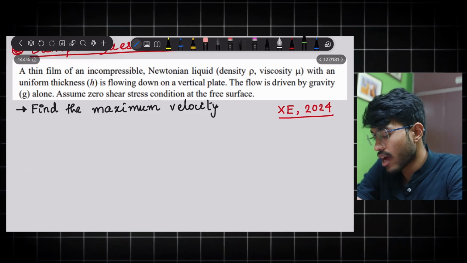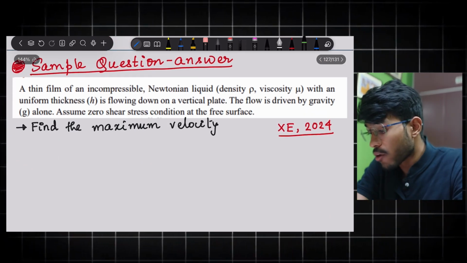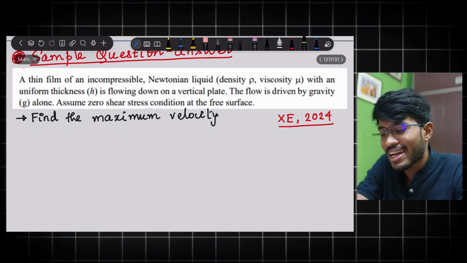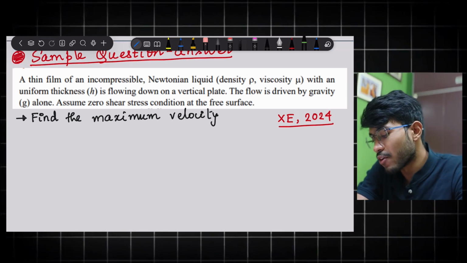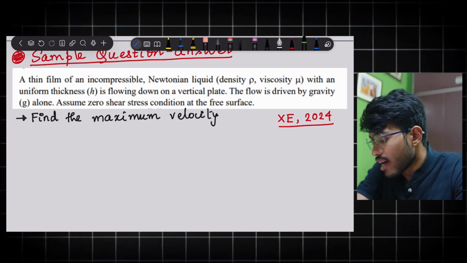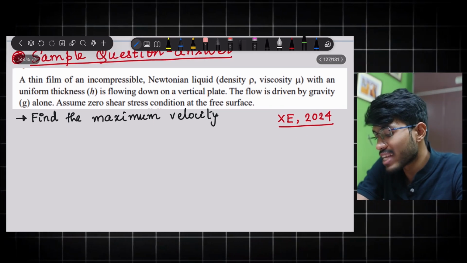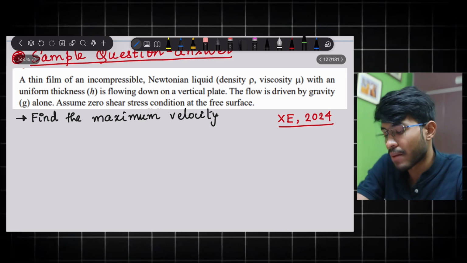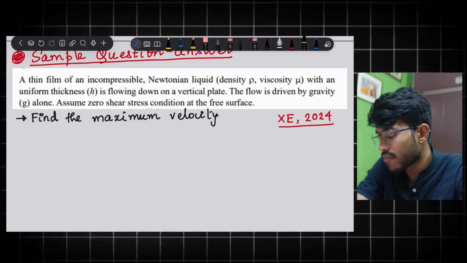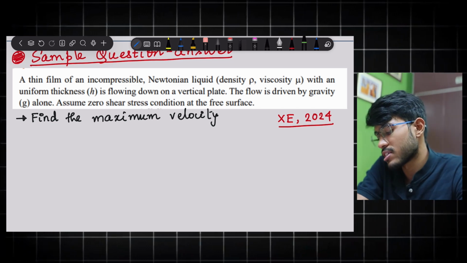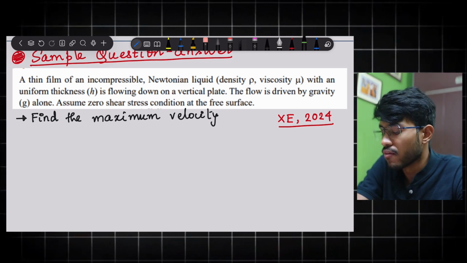Now, finally, I will be solving a sample question. This question was asked in XE Fluid Mechanics, 2024. They are saying that a thin film of an incompressible Newtonian liquid with a uniform thickness is flowing down a vertical plate. The flow is driven by gravity alone. Assume zero shear stress condition at the free surface. Find the maximum velocity.